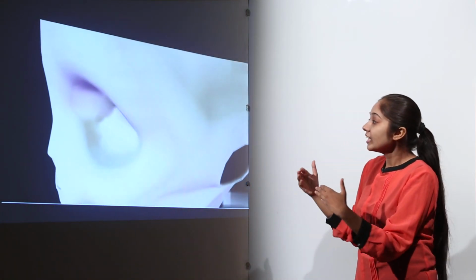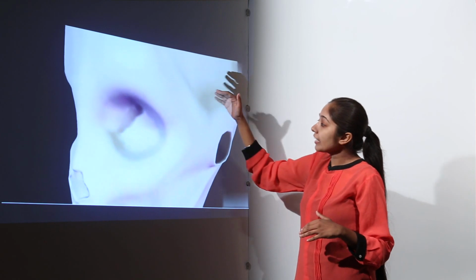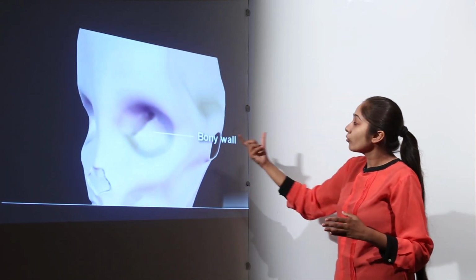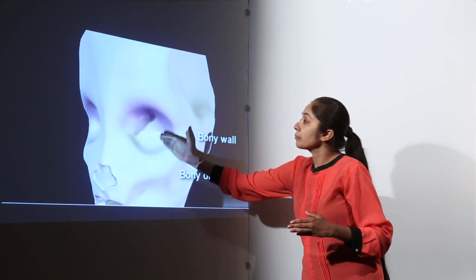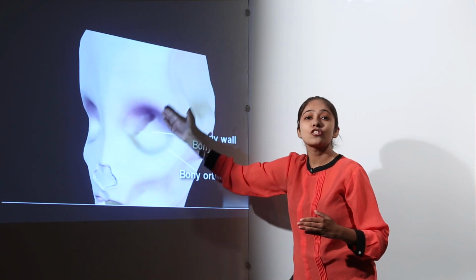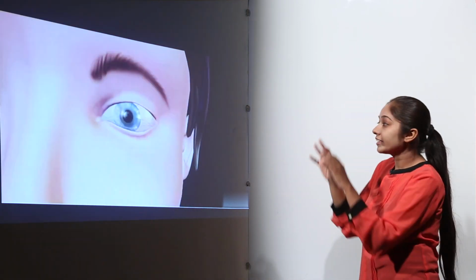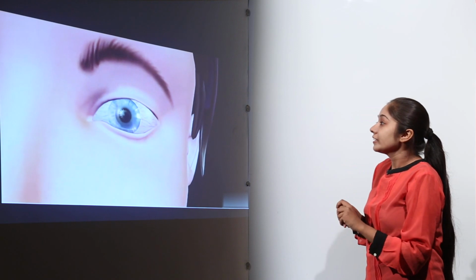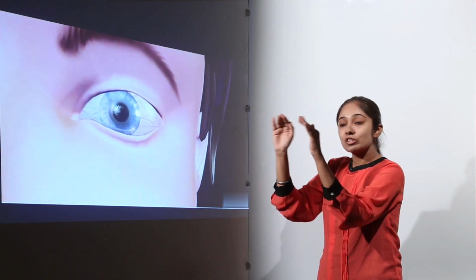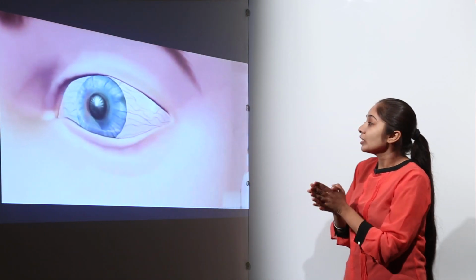Okay, so this is how the eye orbit is, the bony wall and the bony orbit. This is the eye socket in your skull where the eyeball is located. This eyeball is covered with some adipose tissue for protection, remember that.